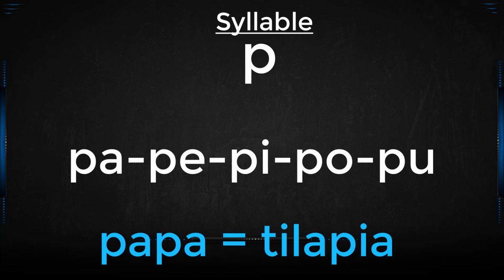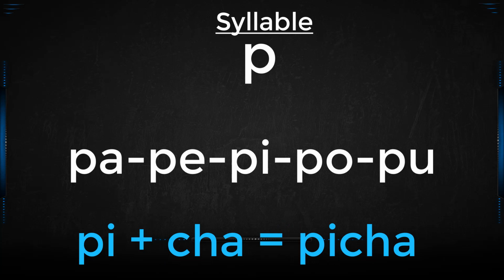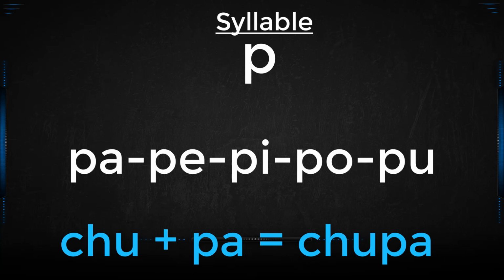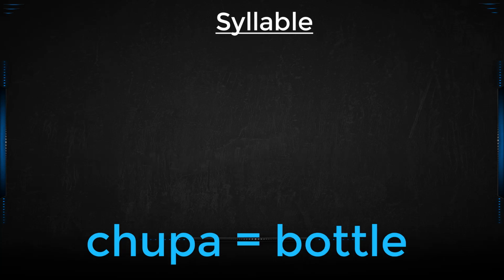Then we have pi meets cha. So this is pi plus cha. It forms the word picha. Picha means a picture. Then if you take chu, which is a sound, you have chu plus pa, it forms the word chupa. Chupa means bottle.